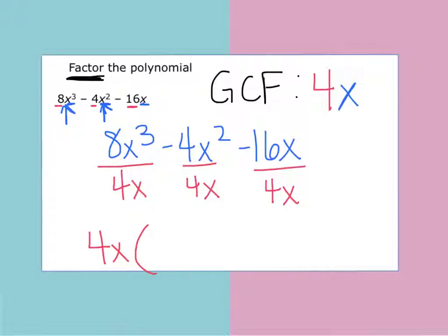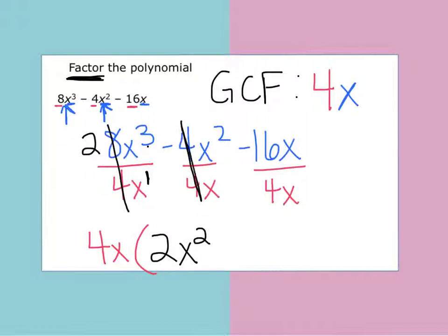And now I'll use division to help me reduce. Here, 8 divided by 4 is going to give me 2. And then look at the exponents. Notice I'm going to have to subtract them. And this is a review of Chapter 7, Exponent Properties. I told you guys all this stuff's going to come back. So notice that we're going to subtract the exponents. So 3 minus 1 is 2. So we get x squared here.